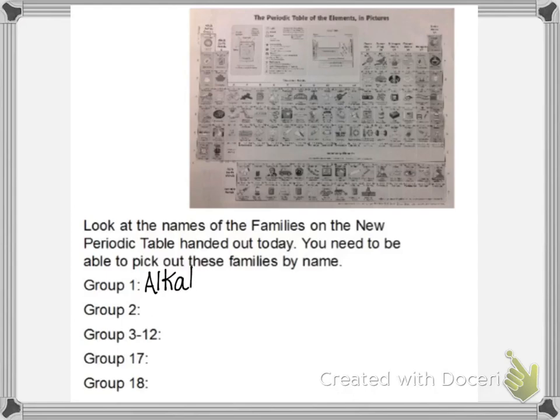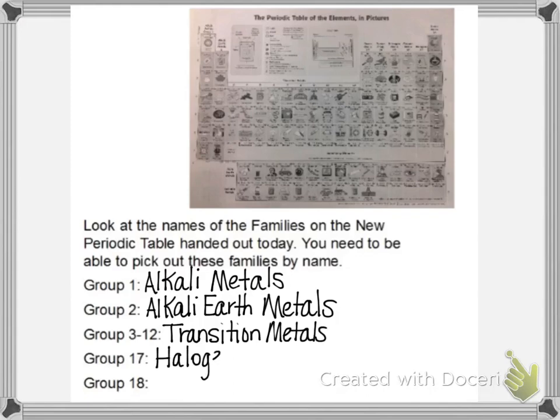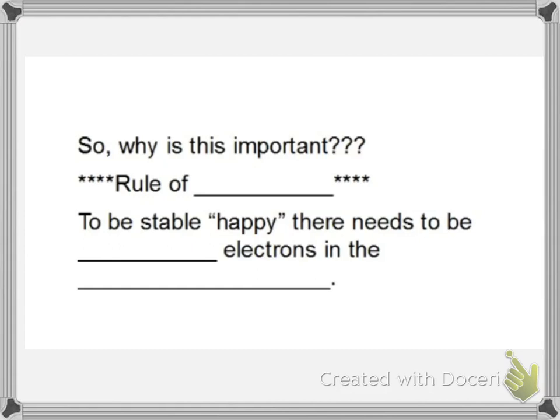Okay, group 1 is the alkali metals. Group 2 is the alkaline earth metals. Groups 3 through 12 are the transition metals, which we've referred to before. Group 17 is the halogens. Okay, so I want you to locate it and look at it on your new periodic table. And group 18 is called the noble gases. Okay.